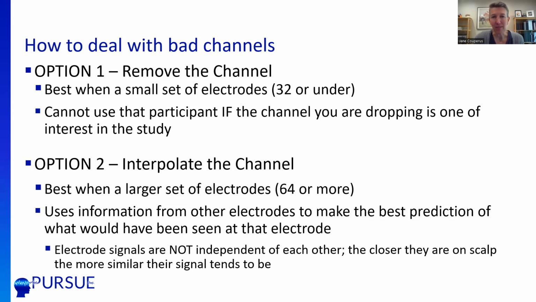The other option is interpolation, or interpolating the channel. This is really best when you have a larger set of electrodes, 64 or more. Here you're using information from other electrodes to make a best guess or a best prediction of what would have been seen at the electrode. This is doable because electrode signals aren't really independent of each other. So the closer they are on the scalp, the more similar those signals are going to be to each other. So that allows us to do that kind of interpolation from those surrounding electrodes.